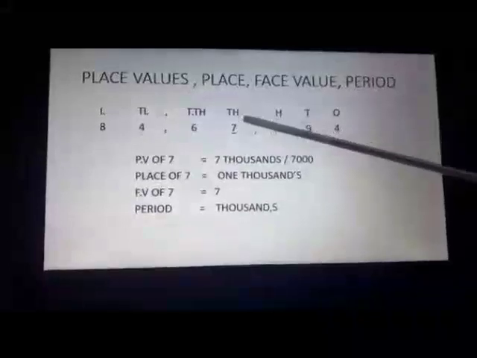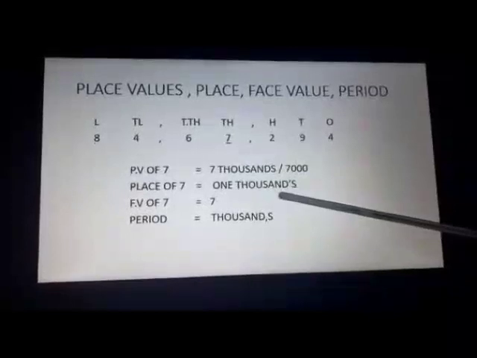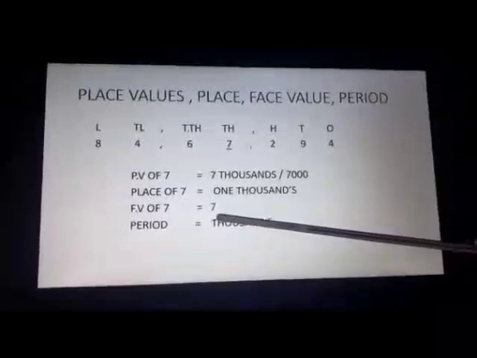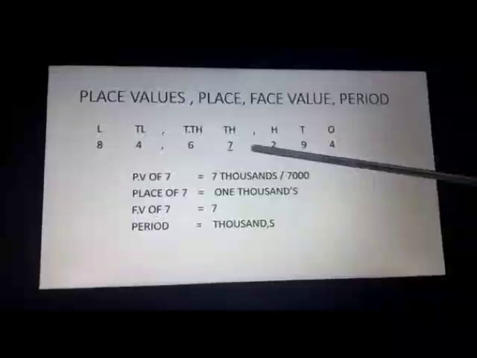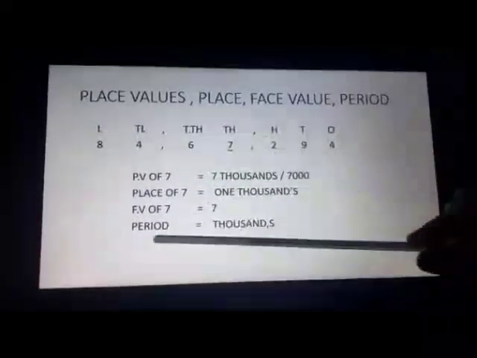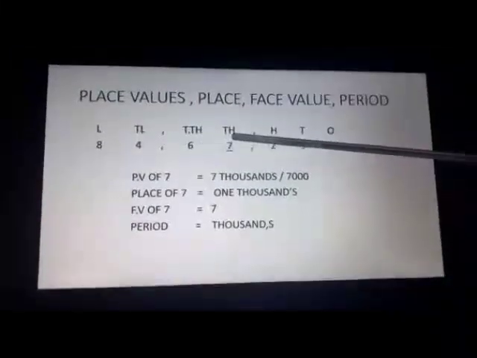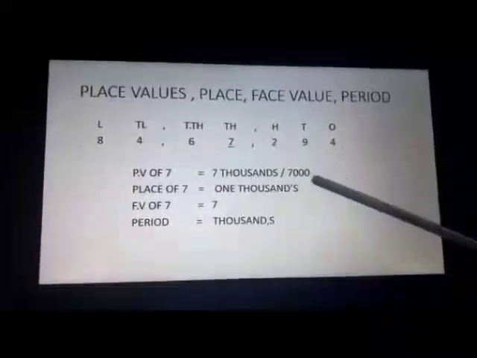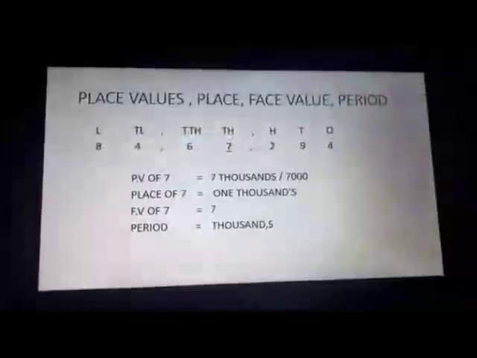See the place of 7. Place of 7 is the 1,000th place. And the face value of any digit, as I said earlier, remains the same irrespective of its place. That means the face value of 7 is 7. Period: now see this period. It lies in the thousands period. This way we can find the place value, place, face value and period of any digit.